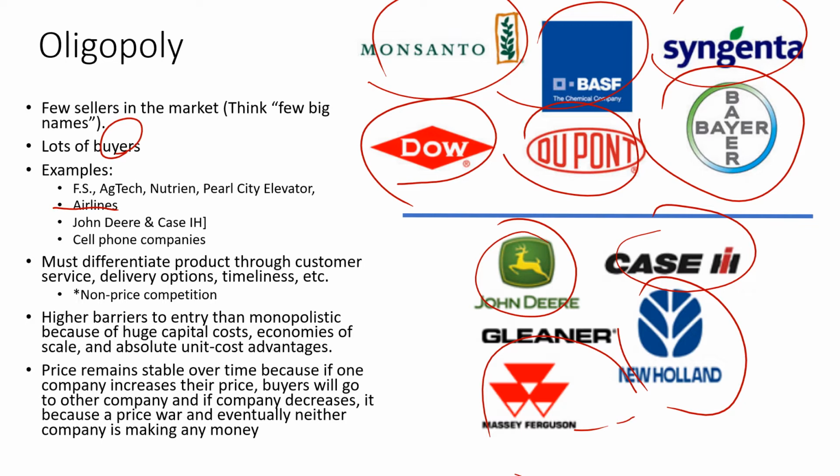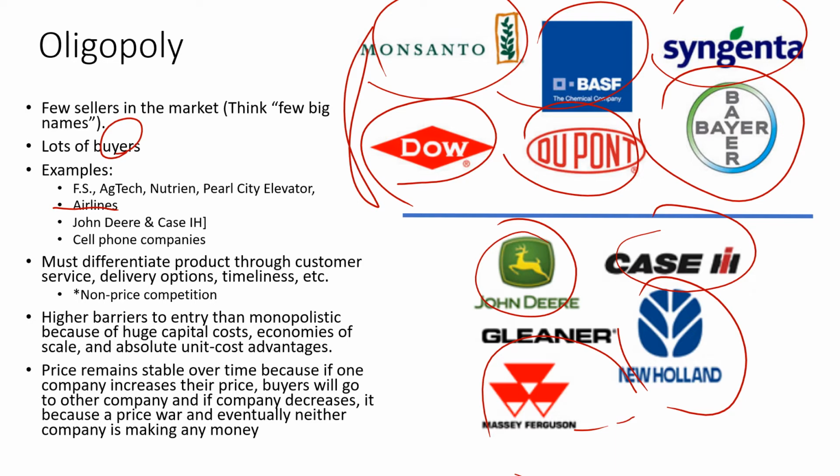Delivery options. This might be more applicable for potentially those agricultural companies. You have sales representatives that are selling the seed and chemical, and if they are super willing to deliver this product to you when you need it, where you need it, seamlessly all the time, that's providing a better customer service than one of the other companies potentially. Timeliness, I kind of already talked about that.